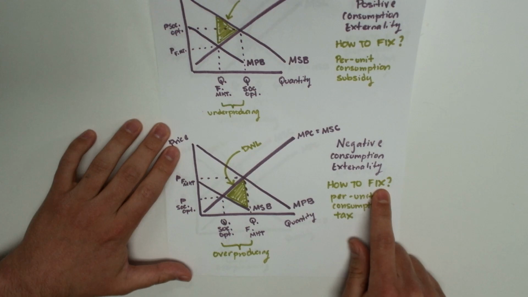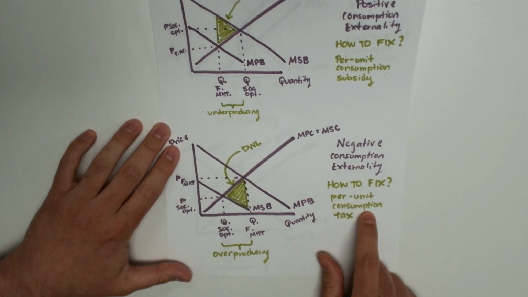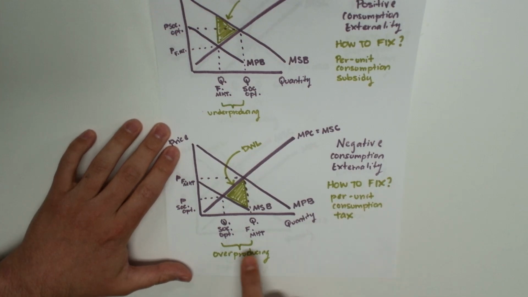So how are we going to fix this? We're going to use a per unit consumption tax to make it so that we instead purchase at this level right here.